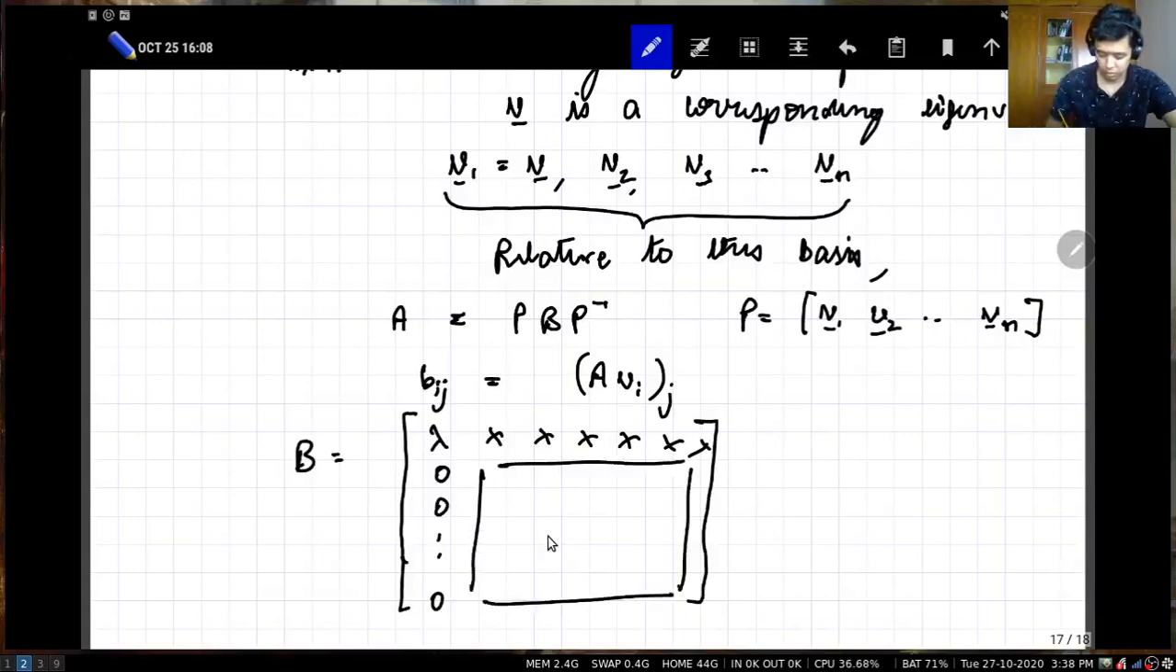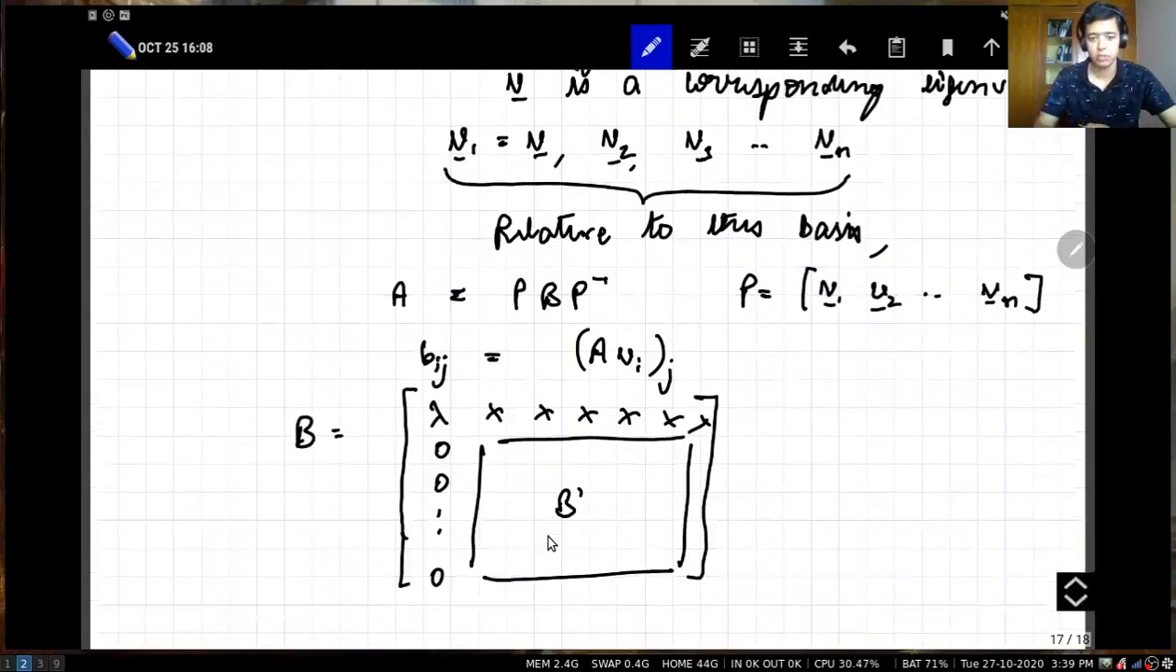Let's call this B prime. So this will be the structure of B. All that's important for us is that the first column of B has lambda as its first entry and zeros everywhere else. By this technique, we've actually reduced B to lambda and then B prime. So we're already one step closer to getting an upper triangular matrix.